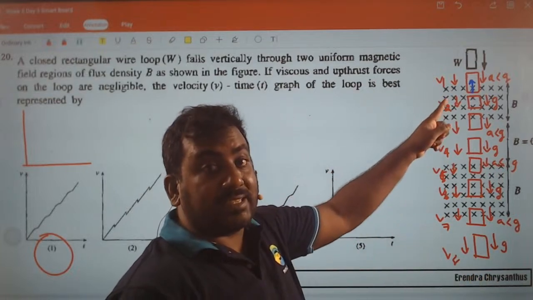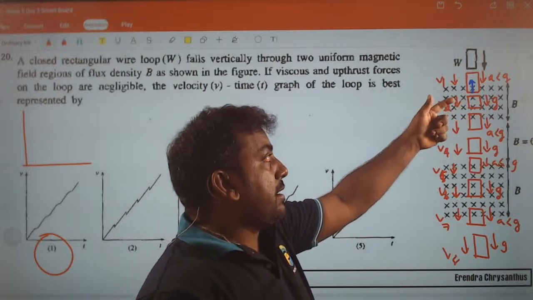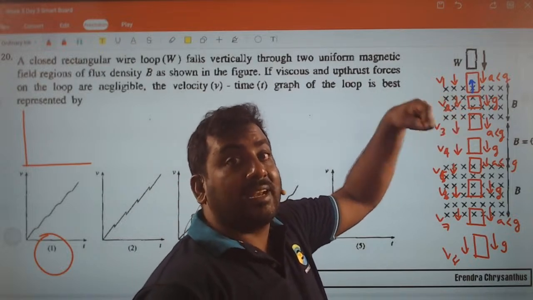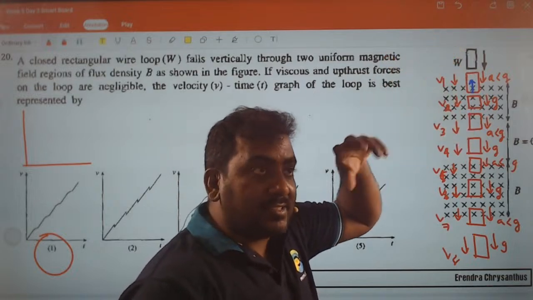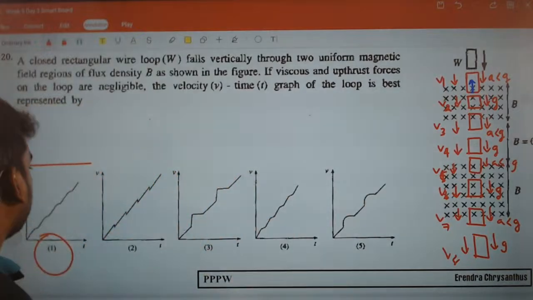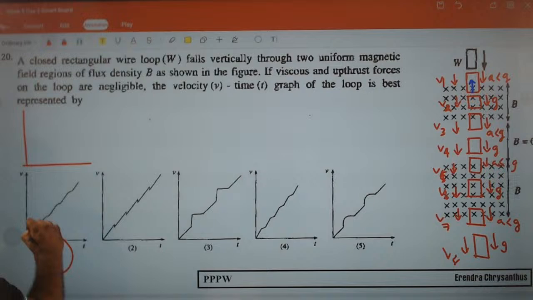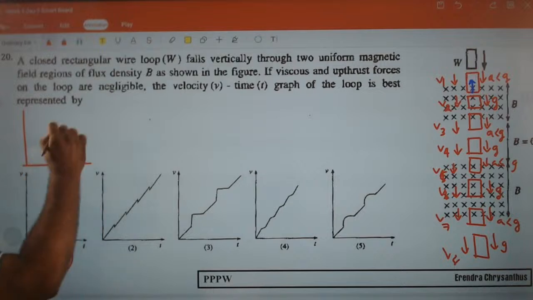When the velocity is increasing, the induced EMF will also what? Increase. Induced EMF increases, force will increase. Force will increase means acceleration will reduce. So deceleration will occur. The rate it changes will reduce. So here deceleration, again curve, curve, curve. That's how it goes.